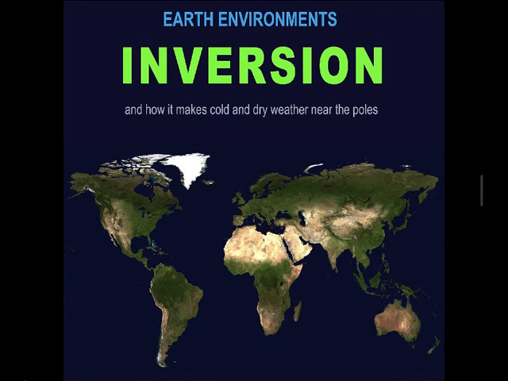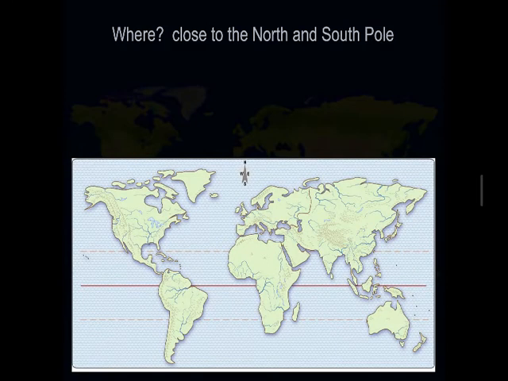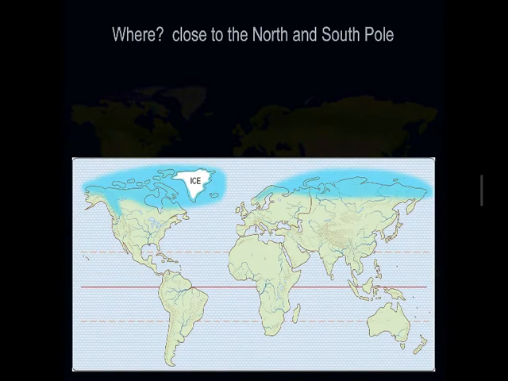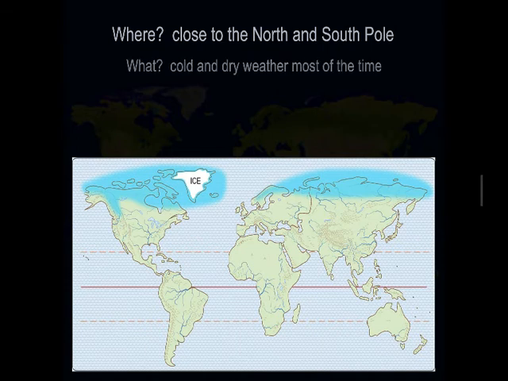Inversion, and how it makes cold and dry weather near the poles. Where does this happen? Close to the North and South Pole. We've highlighted these regions on the map. What is happening? Inversion causes cold and dry weather most of the time.